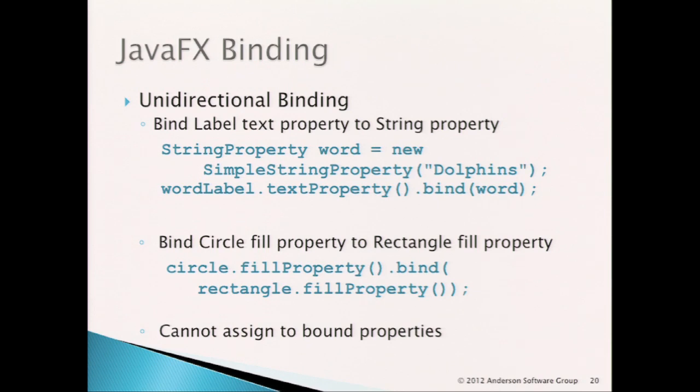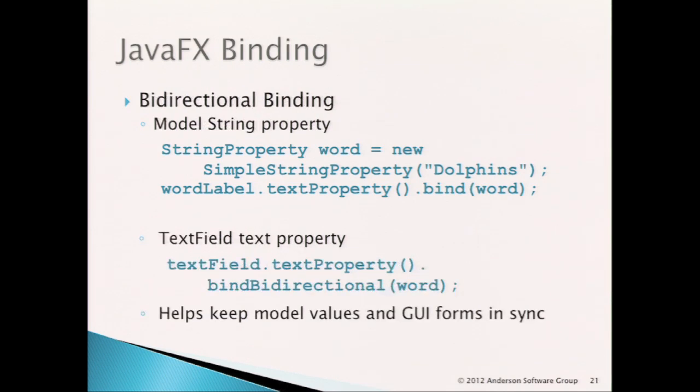Now, the other interesting thing about unidirectional binding is it's not possible for you to assign to any bound properties yourself. For example, you cannot assign a value directly to a word label's text property or a circle's fill property, because it has to go through the binding mechanism to update that.